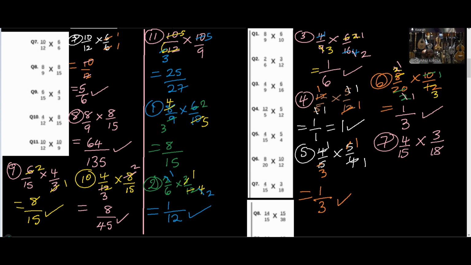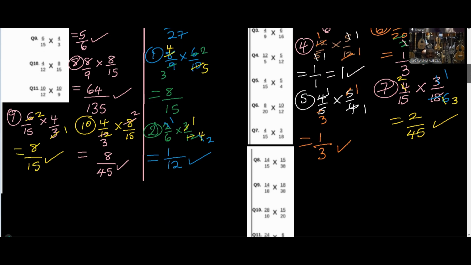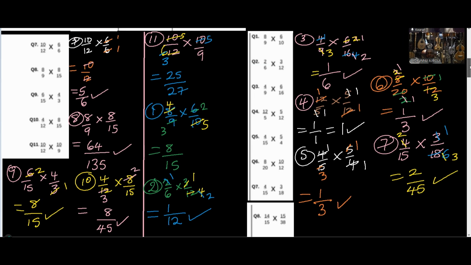Now, number 7, we have 4 over 15 times 3 over 18. 3 over 18 is the same as 1 over 6, so 3 here 1, 3 here 6. Then 2 can divide both 4 and 6: 2 here 2, 2 here 3. So at the top, I have 2 times 1. At the bottom, I have 15 times 3. Is that clear? Yeah. Let me give you some time to write this down.